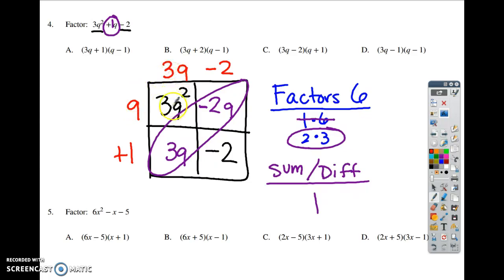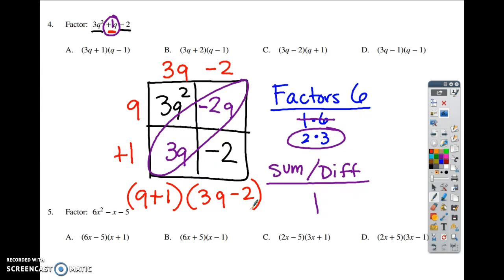Okay, and then we check all of our work. Q times 3q is 3q squared. Q times negative 2 is negative 2q. 1 times 3q is 3q. And 1 times negative 2 is a negative 2. And when we combine these two, that gave you a positive 1q. So our factors are q plus 1 and 3q minus 2.